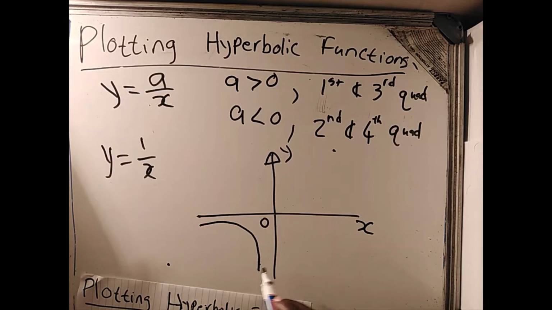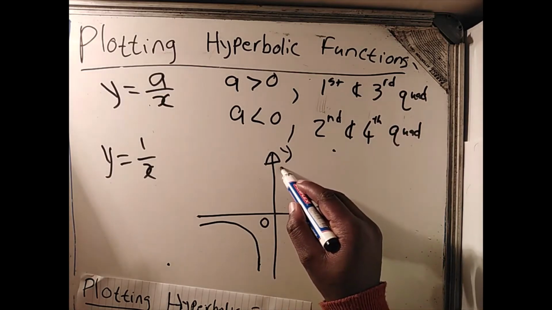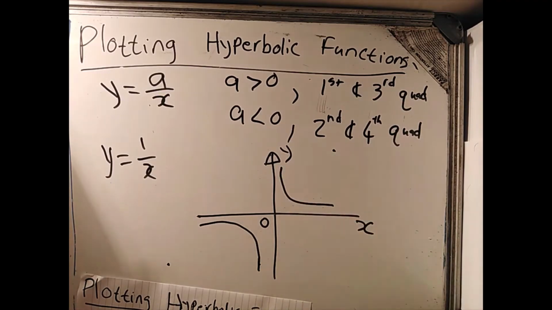There we go. So that is basically how you plot a simple and fundamental hyperbolic function, which is 1 over x.